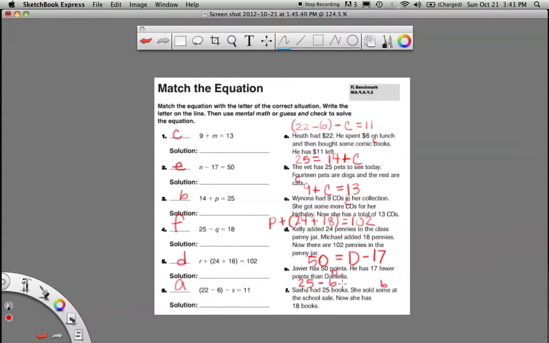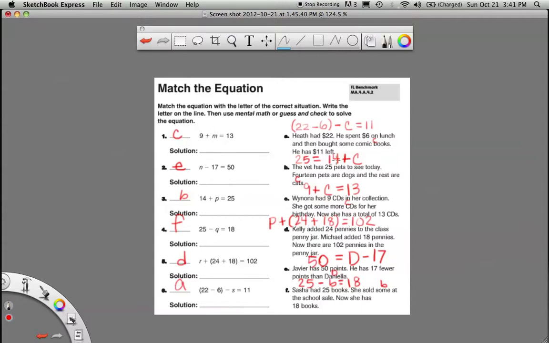Now she has means equals 18. So I need to look for something that says 25 minus B equals 18. And just like we said over here, they use the Q instead of a B, but 25 minus Q equals 18. All right, so that is changing words into equations, and then the opposite way around would be they give you the equation and you have to come up with a word sentence.